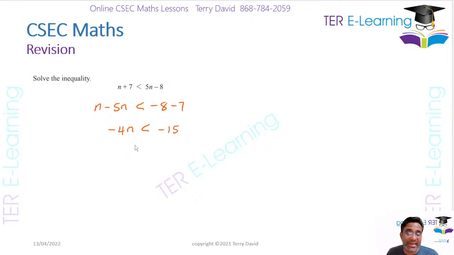So in this scenario now, to solve this we need to divide by negative 4. So minus 4n divided by negative 4 is going to give me positive n. But because I'm dividing by a negative number, I need to change the sign of this inequality. This is one of those tricky questions. When you divide by a negative number, I must change the sign. So this is going to be now minus 15 divided by minus 4. And therefore n is greater than 15 over 4.